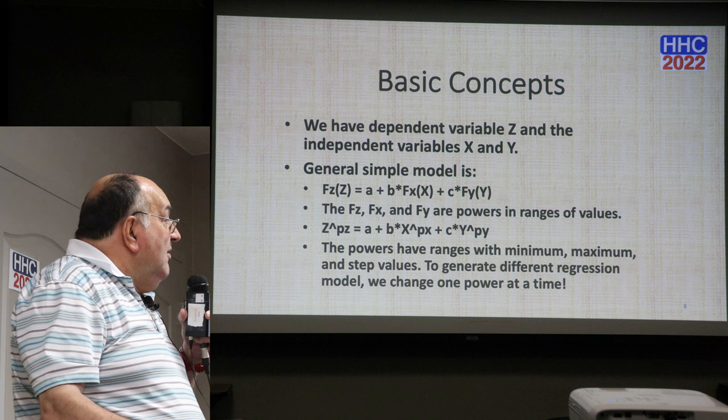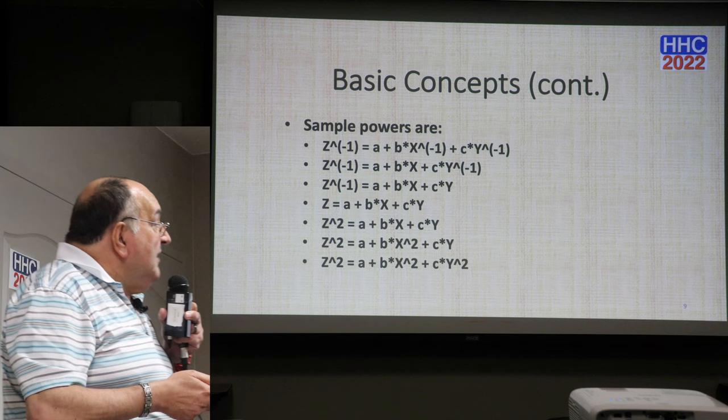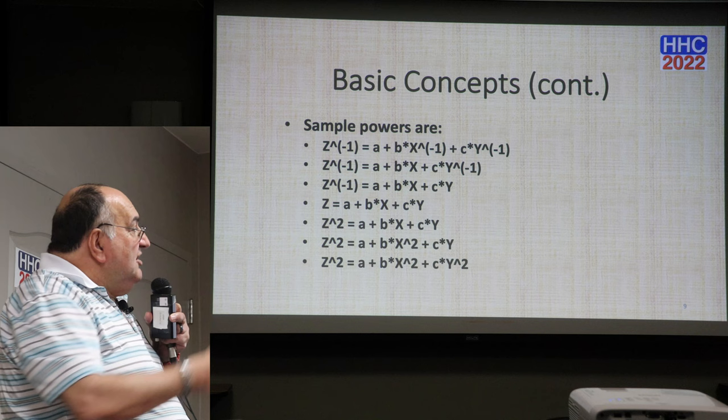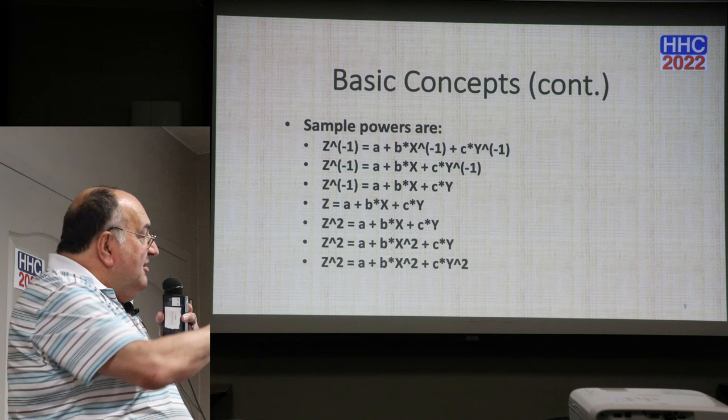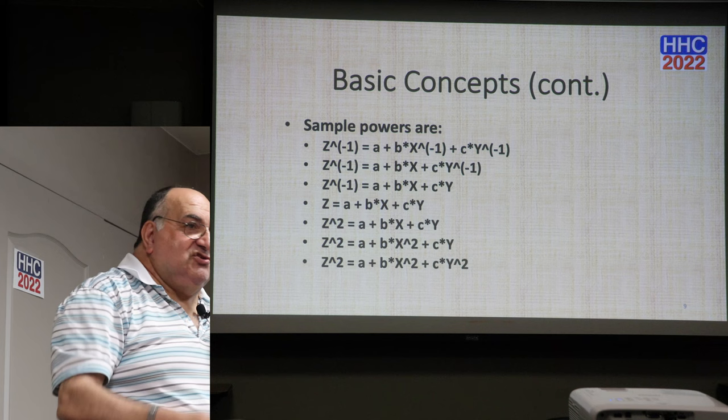For example, here, I have all the variables in the first equation raised to the minus one, so it's the reciprocals. In the second equation, I take x as linear. In the third equation, x and y become linear. Then halfway, all the variables are linear, and then I switch to square z, and then z and x, and then all the variables. This is just a sample for how things change regularly. And these changes are integral, but they don't have to be.